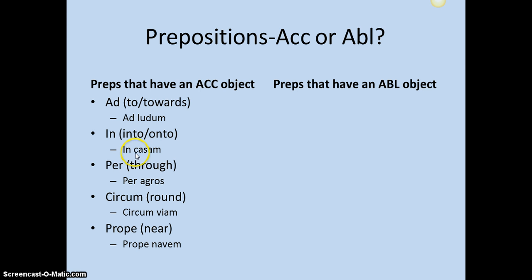Here with in is a tricky one. In with the accusative is clearly into, onto, and even against, as we saw in our chapter 7 story. Per agros, through the fields. Here we're seeing an accusative plural. Circum murum, around the wall. Prope navem, with our new third declension endings, near the ship.